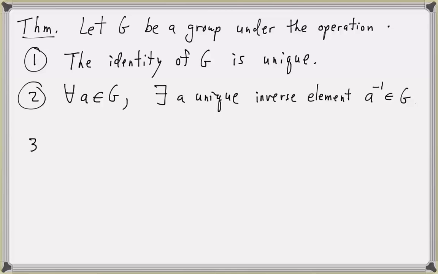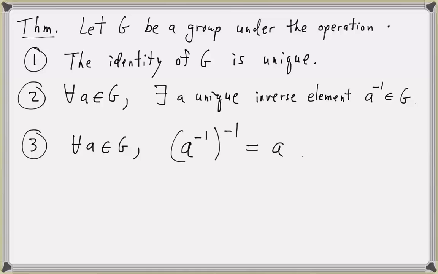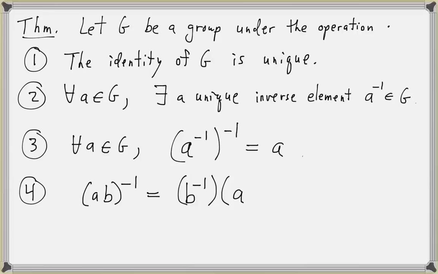Thirdly, for any element A in set G, the inverse of A inverse equals the element A. And fourthly, if I have a product AB, then the inverse of the product AB equals the product of the inverse of B with the inverse of A. So let's prove these statements.